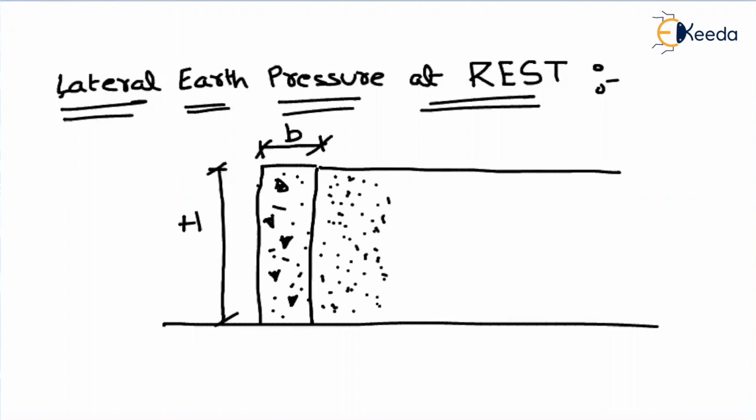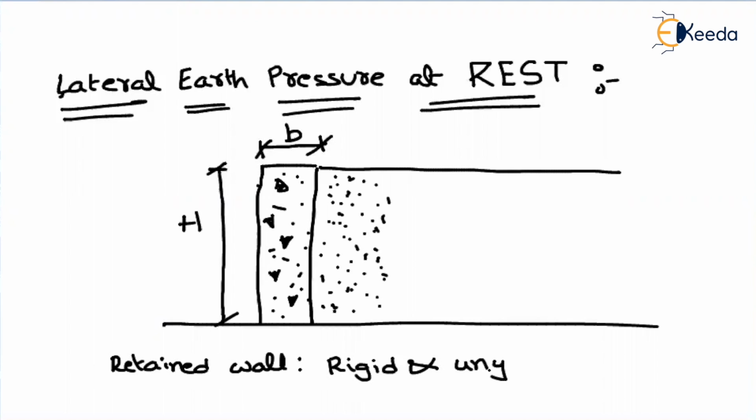And the rest condition is possible when the retaining structure, or we can say the retaining wall, is rigid and unyielding. Unyielding means that this retaining structure will not allow any displacements. That means the displacement in the rigid wall is equal to 0. That means we can say that this retaining wall is at rest. If this retaining wall is at rest, then obviously the soil that is retained will also be at rest condition.